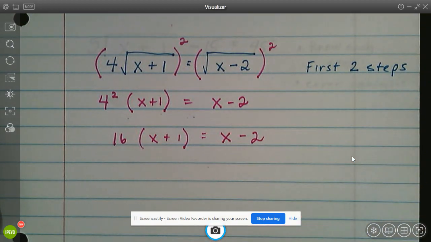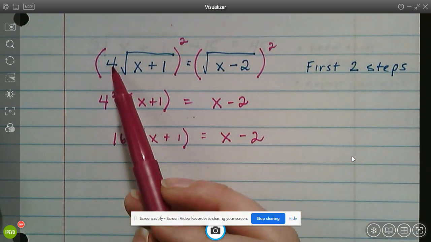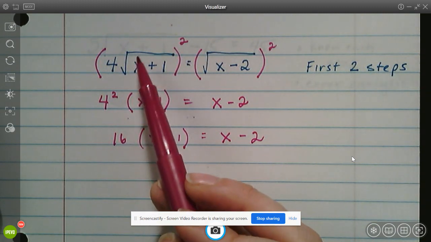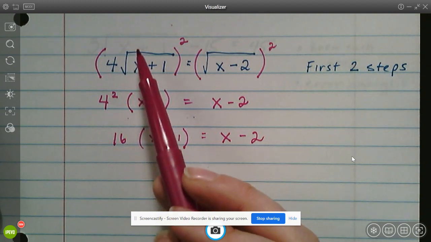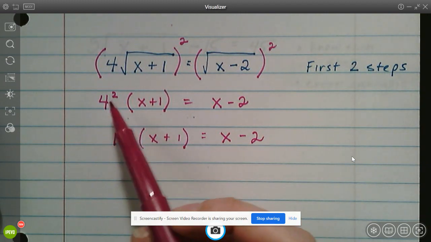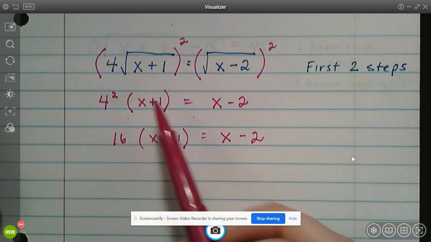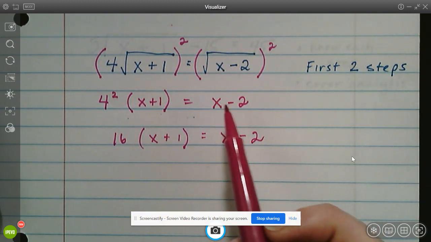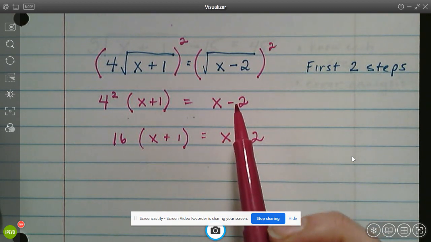So a couple things I want you to notice. This 4 also got squared. Okay. Also notice that this x plus 1 was being grouped by the radical. It had to keep being grouped separate from this number over here. Notice also that when we took the square root of this, nothing under the radical on this side changed. X minus 2 stayed the same.